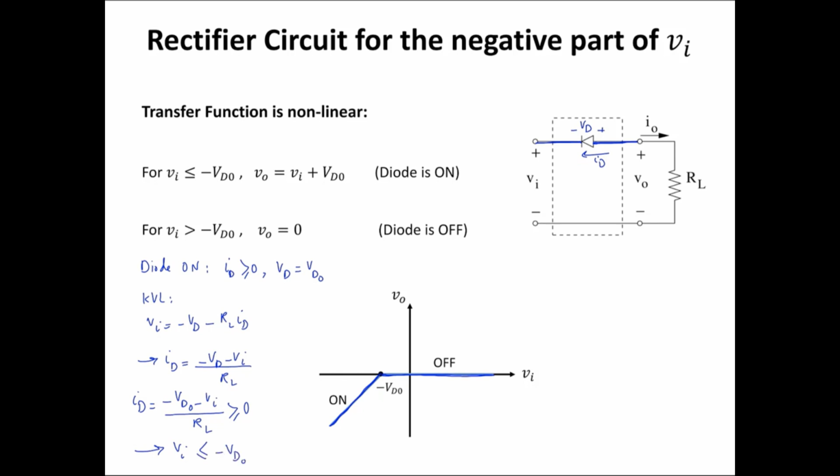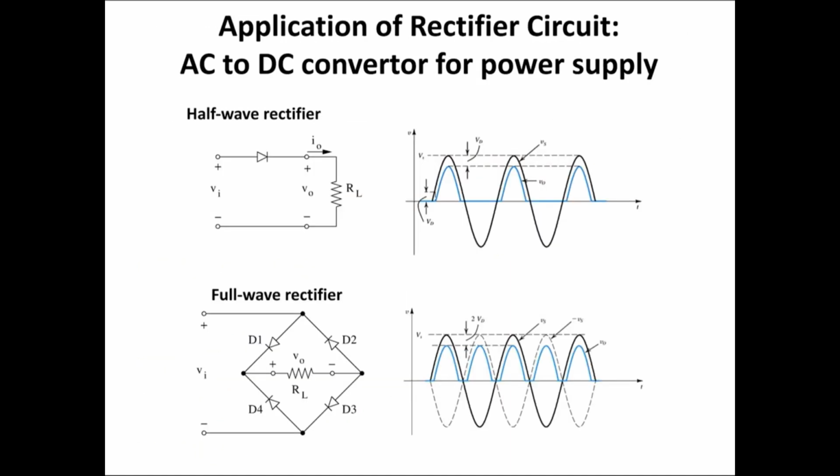So when Vi has a negative value that is more negative than negative VD0, then the diode is on, and just the KVL tells me that Vout is Vi plus VD0. Also, when Vi is greater than negative VD0, the diode is going to be turned off, and the current is equal to 0. When the diode is off, ID equals 0. And because the current is equal to 0, Vout is equal to 0.